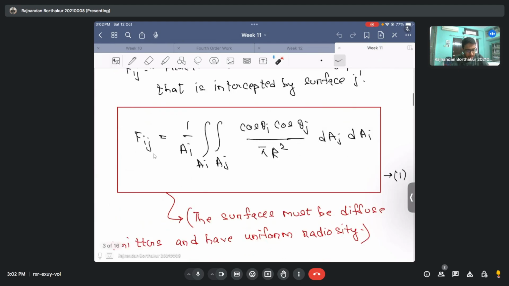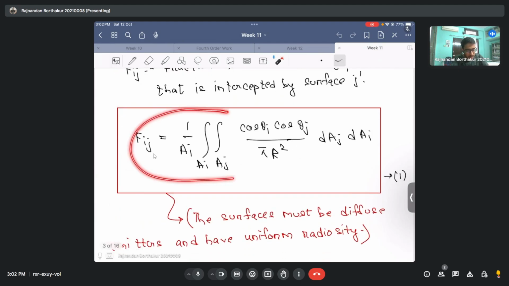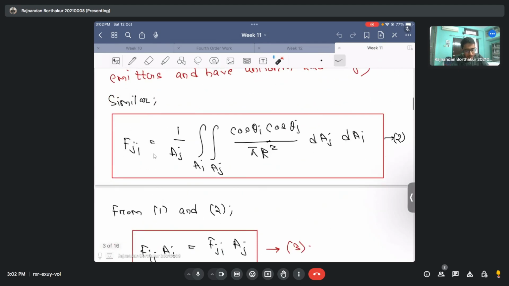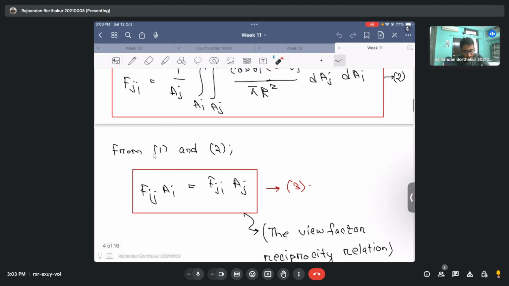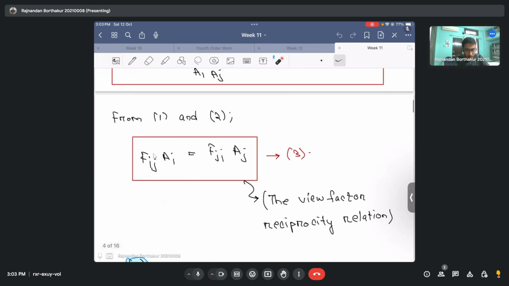So we had a close look at this expression of view factor Fij, and similarly we argued that a similar expression for Fji can be determined if we just replace Ai with Aj. Since this integrand, the product of cos theta i times cos theta j divided by pi times the square of the central distance, is the same, I can easily say that Fij is equal to Fji, and we saw this famous relation as the view factor reciprocity relation. We argued that for any generic surface, this relation holds true.